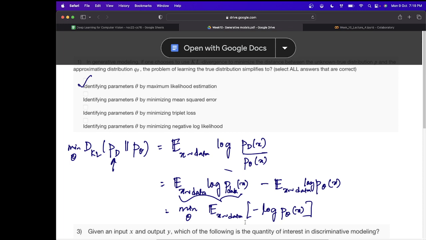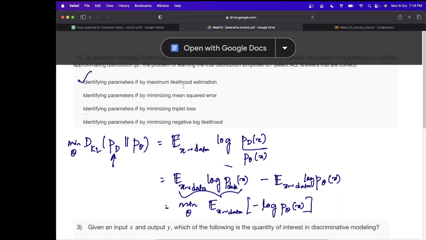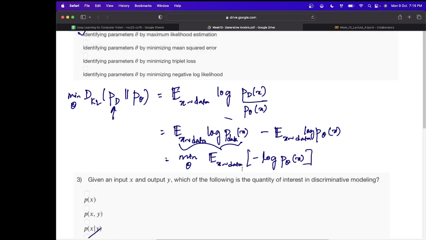So for example, here we saw that if we take the minimum and the negative, we can convert it to a maximum, and that gives us the formula for maximum likelihood estimation, right? Hence point number one becomes the solution. So we just wanted to show how this is done exactly.